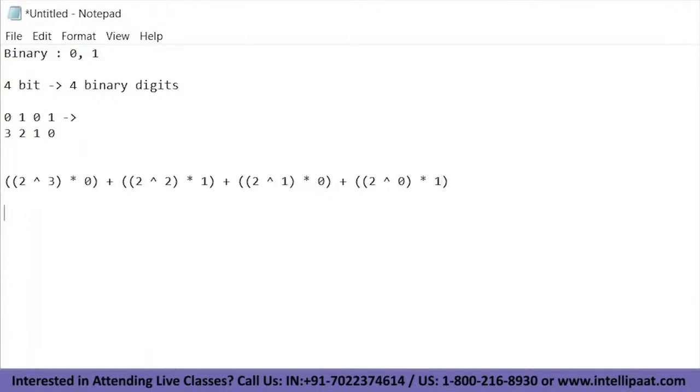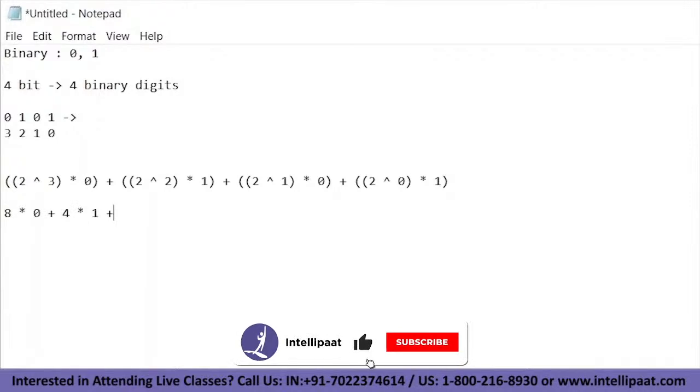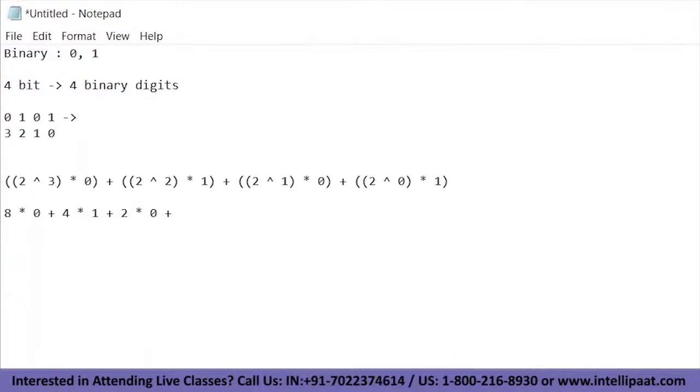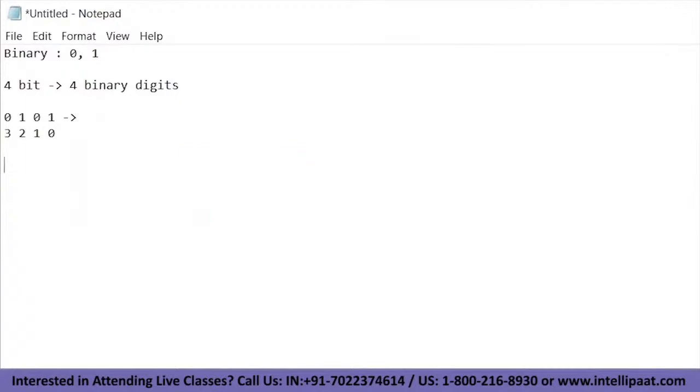So we end up with the sequence: 2 to the power of 3, which is 8, multiplied by 0, plus 2 to the power of 2, which is 4, multiplied by 1, plus 2 to the power of 1, which is 2, multiplied by 0, plus 2 to the power of 0, which is 1, multiplied by 1. This gives us 0 plus 4 plus 0 plus 1, and we get 5. This might seem a bit complicated, but that's how the numbers are calculated underneath the hood. You can look at a binary refresher to understand what it means.